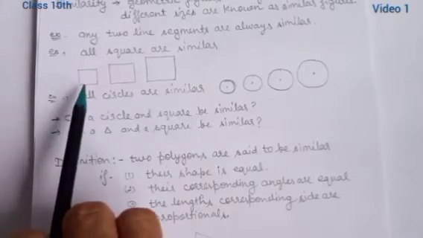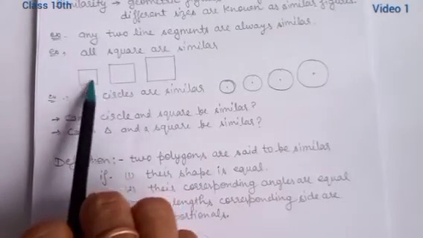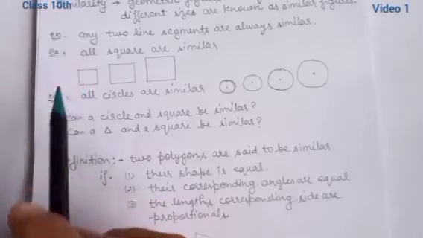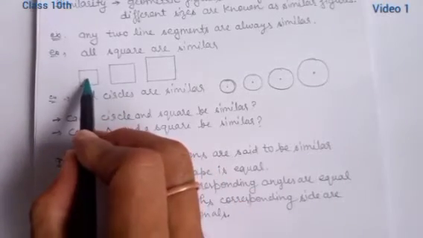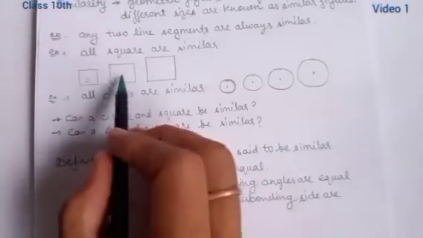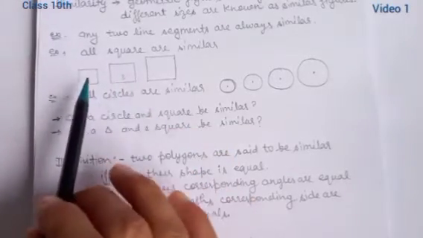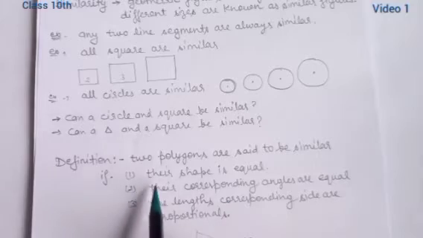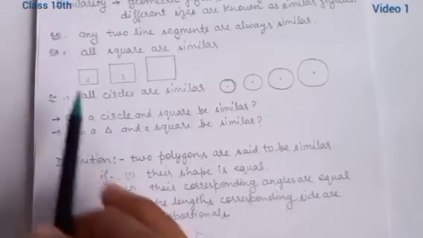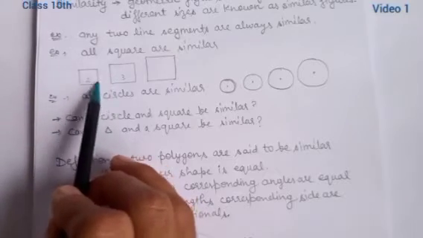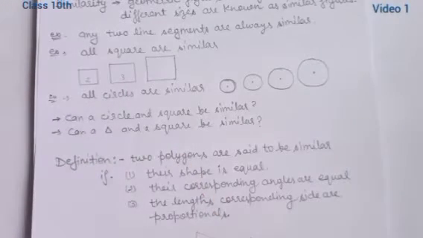Let's see this figure, students, with two squares, 1 and 2. Suppose one side is 2, another side is 3. You know that a square has all angles as right angles, so the angles are the same. Their shape is also equal. Their corresponding angles are equal. Yes, for this it is 90, for this 90 and 90. Okay, and the lengths of the corresponding sides are proportional.